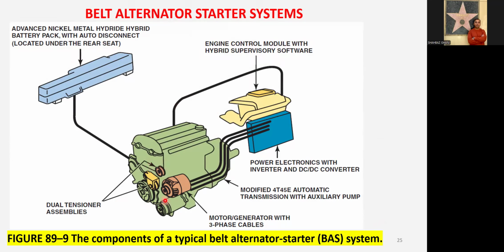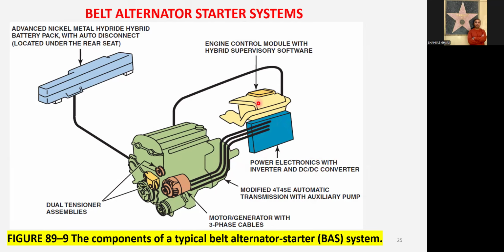So the components of a belt alternator starter system: we have this engine. This one is your engine, and we have a power modified automatic transmission with the auxiliary pump here. And this is your motor generator with three-phase cable. And this three-phase cable is going to your power electronics with inverter and DC converter.